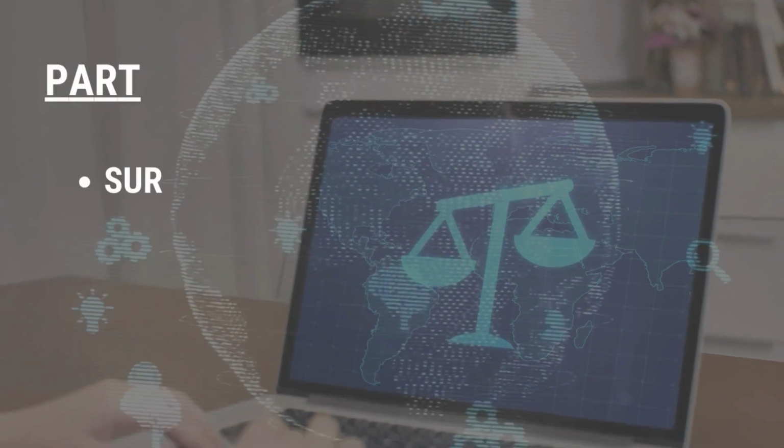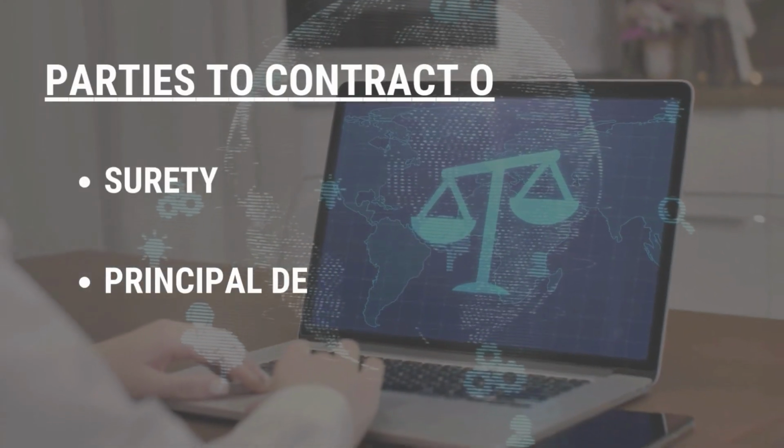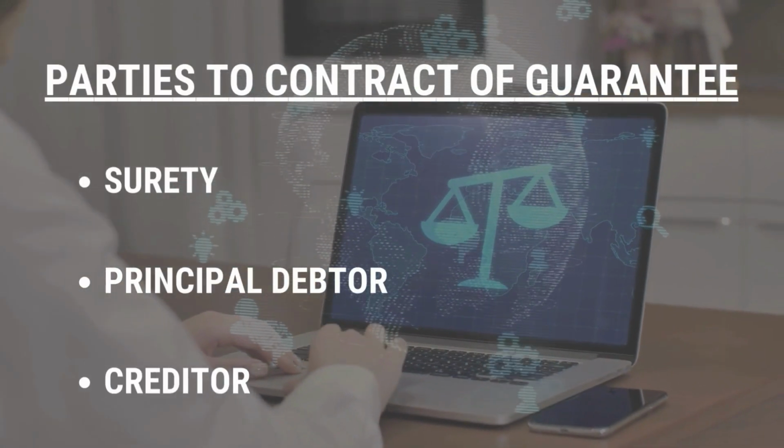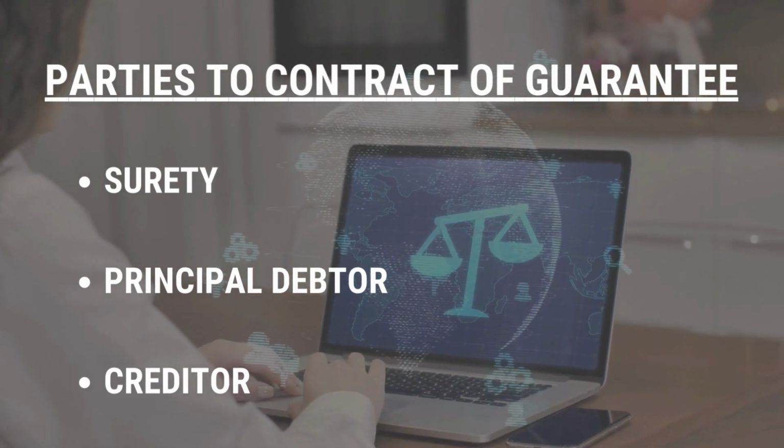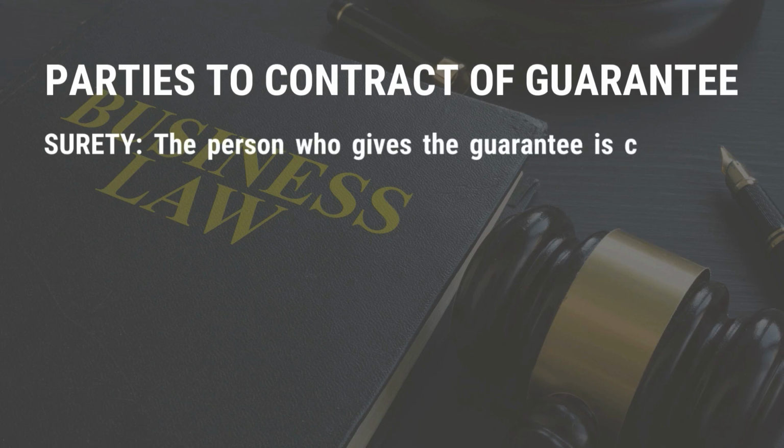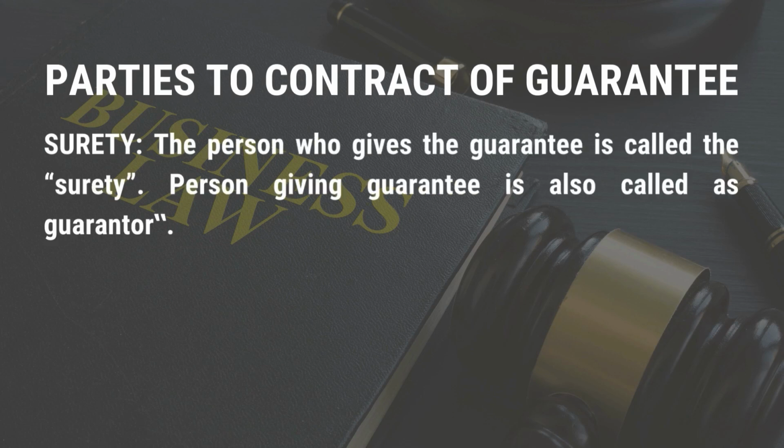So what are the different parties to the contract of guarantee? Three parties. First, surety. Second, principal debtor. Third, creditor. The first person is very, very important. He is the one who is giving the guarantee, so he is known as surety, guarantor. He is taking up the responsibility of the debtor on his own shoulders.